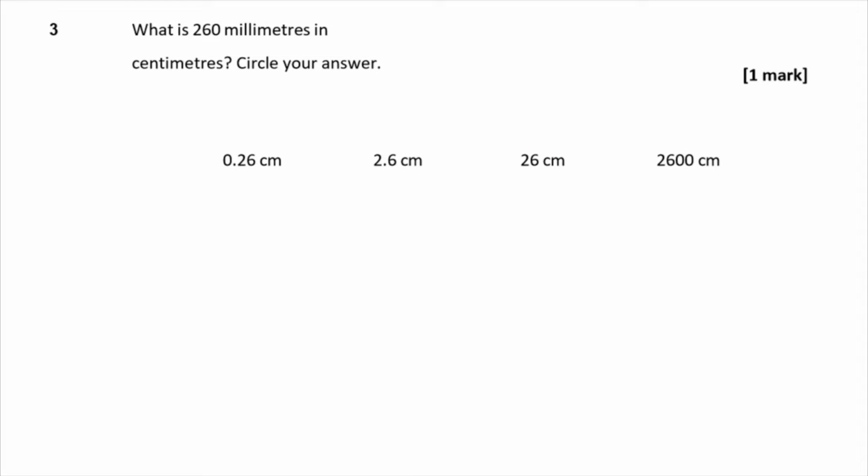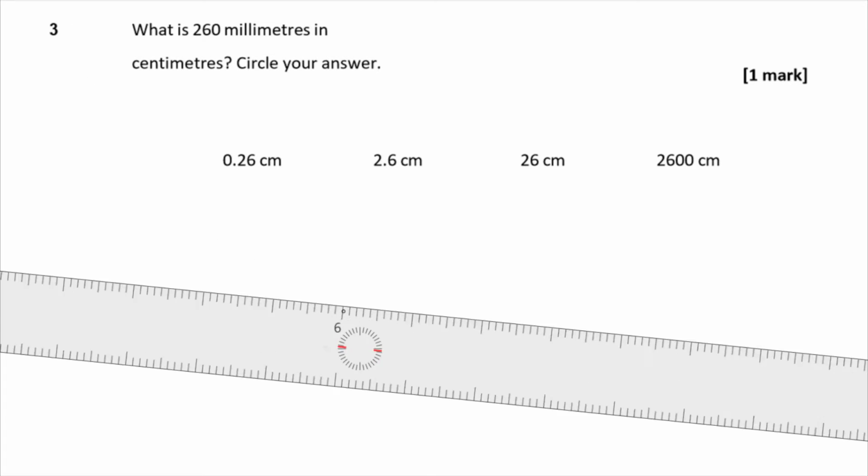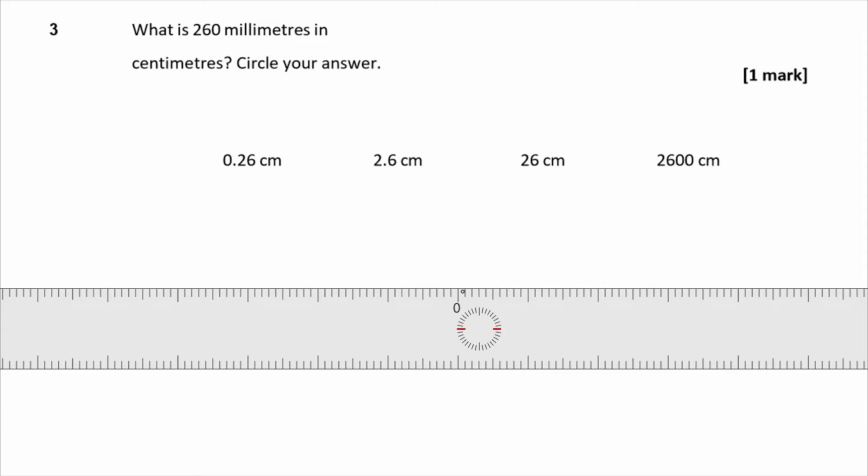Question 3. What is 260 millimeters in centimeters? Circle your answer. Well, all you really need to do is look at your ruler, don't you? So I've got like a magical pretendy ruler here, but if you look at your ruler in centimeters, it's going to go 0, 1, 2 along it, and you'll see you've got 10 little divisions in between, and that's because each one of those little divisions is a millimeter.